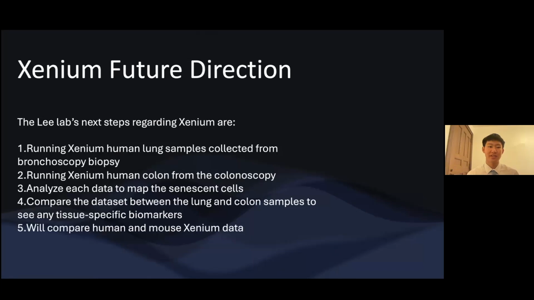In the future, the Li lab intends to run Xenium with human lung samples from bronchoscopy biopsies and run Xenium on human colon from colonoscopy samples, then analyze each data set from the prior two steps to map out these senescent cells and compare the data sets between lung and colon samples. We want to see if there are specific biomarkers in the colon samples and specific biomarkers in the lung samples that may differ, which may show some kind of correlation that we could further look into. And finally, we will compare the human and mouse Xenium data.